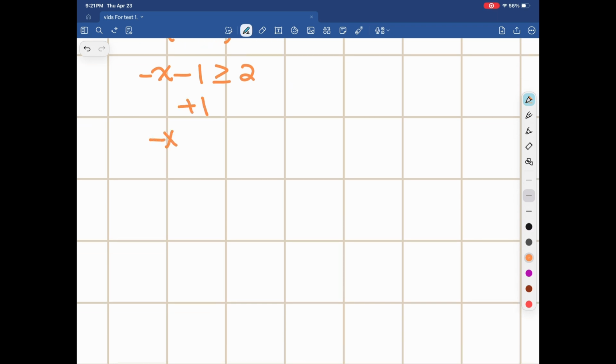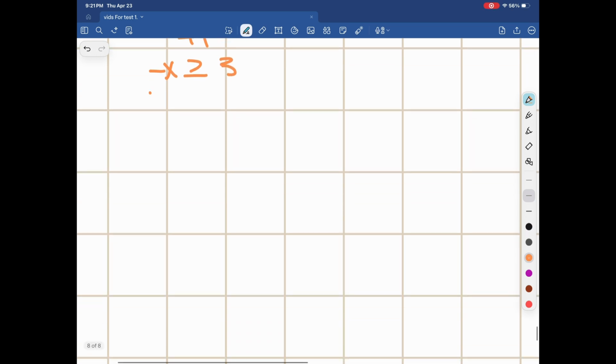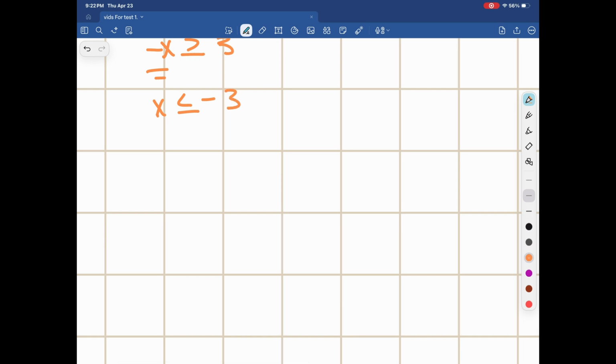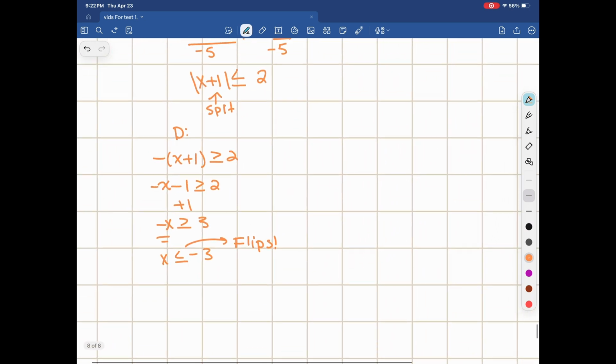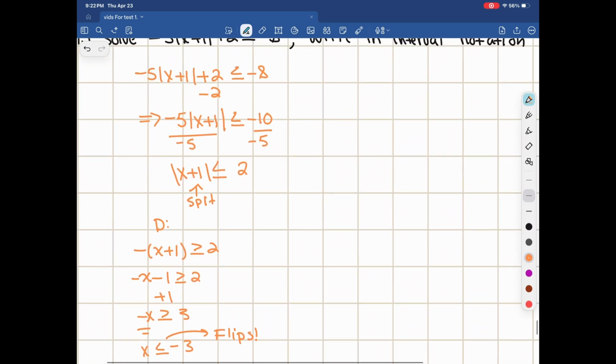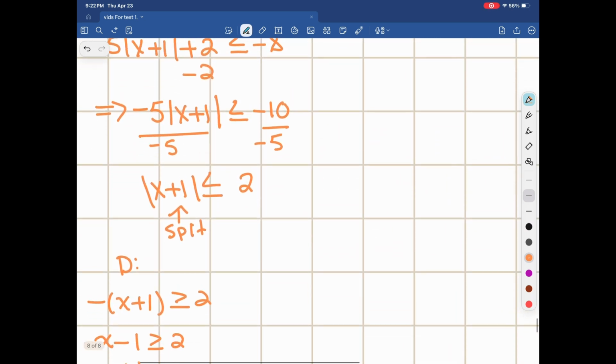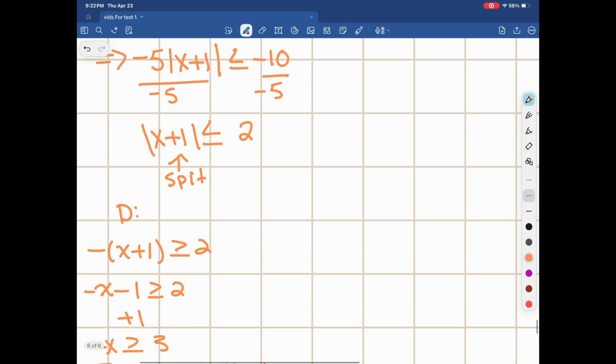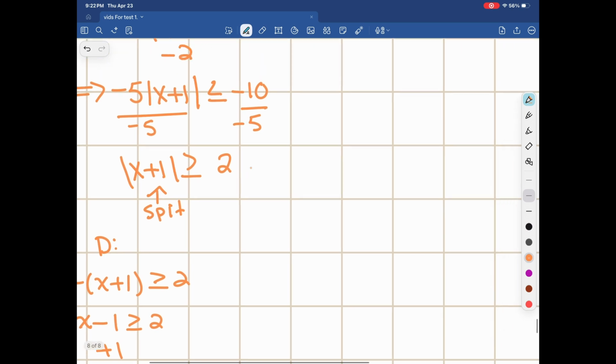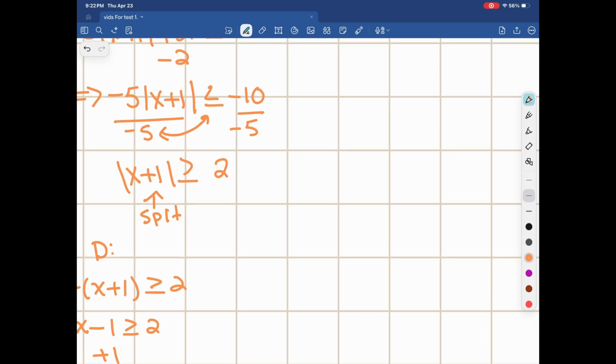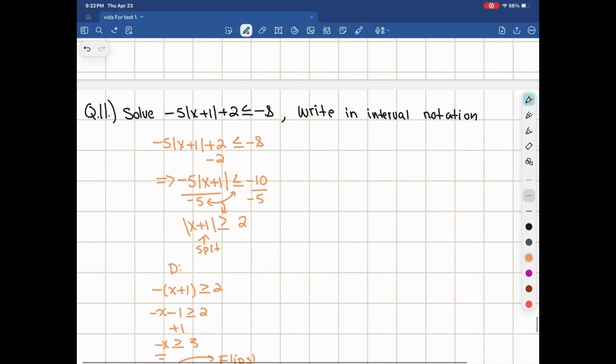So now we solve like normal. We add 1, and now we have 3. Again, we will divide by a negative, so you'll see our sign change once again. And I'll notate that it flips every time we divide or multiply by a negative. You see me go up here and change that, because we did divide by negative 5. Just notating that I flipped it.